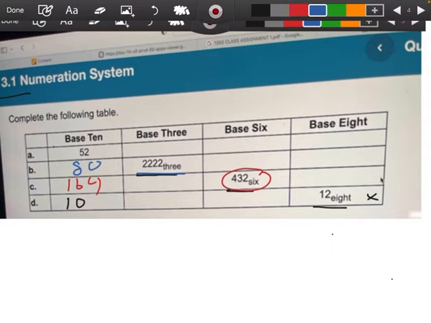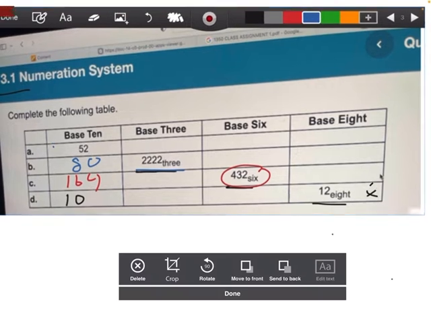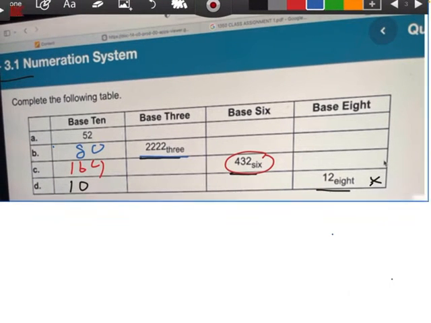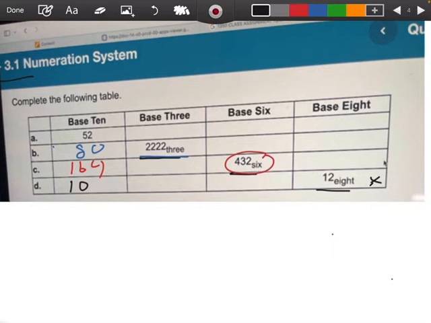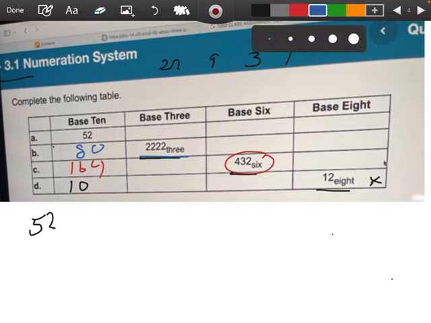If we have the number 52, and let me see if I can fix this a little bit. There we go. Okay, we have the number 52, and we want to write this in base 3. Remember, in base 3, I have 1s, 3s, 9s, and 27s. The next one would be 81, but that's too high, so I'm not going to use 81. I'm going to say, okay, 27. How many times would 27 go into the number 52?